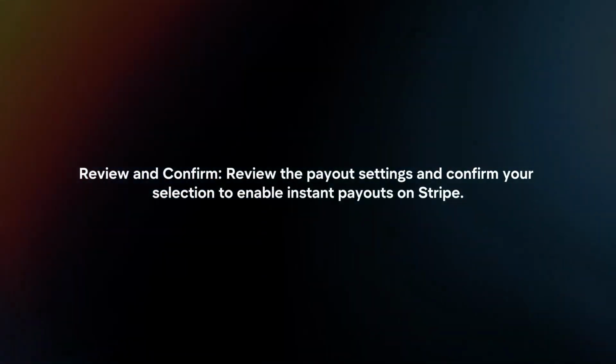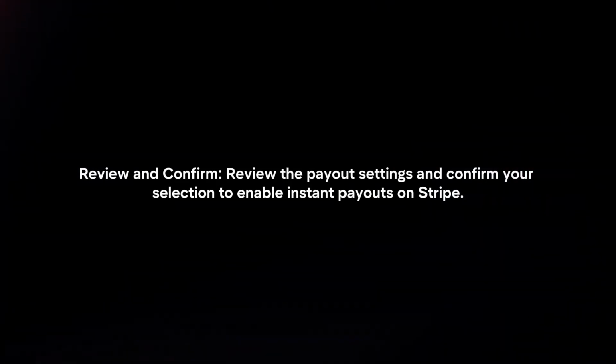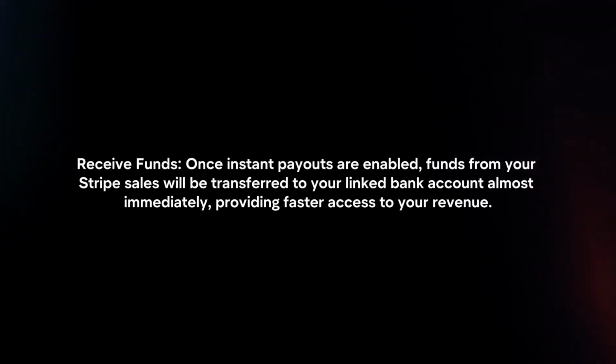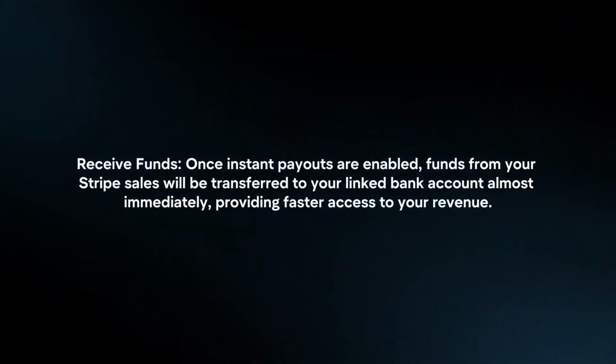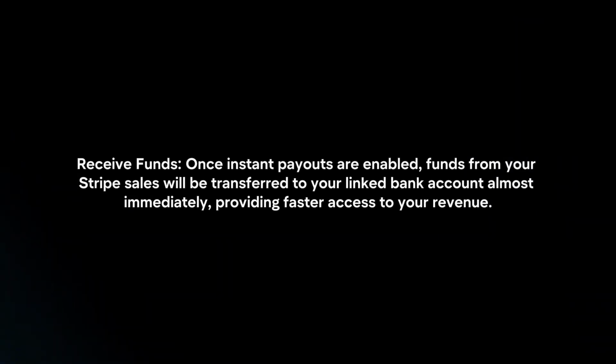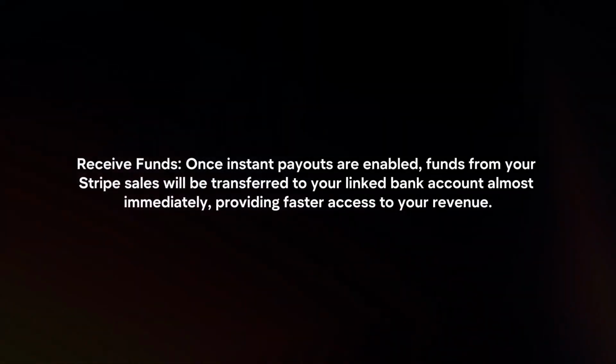Review and confirm. Review the payout settings and confirm your selection to enable instant payouts on Stripe. Receive funds. Once instant payouts are enabled, funds from your Stripe sales will be transferred to your linked bank account almost immediately, providing faster access to your revenue.